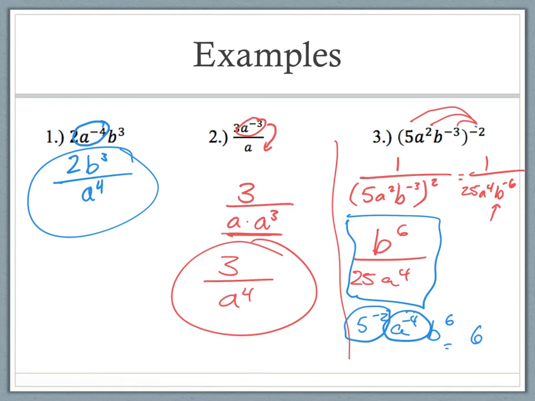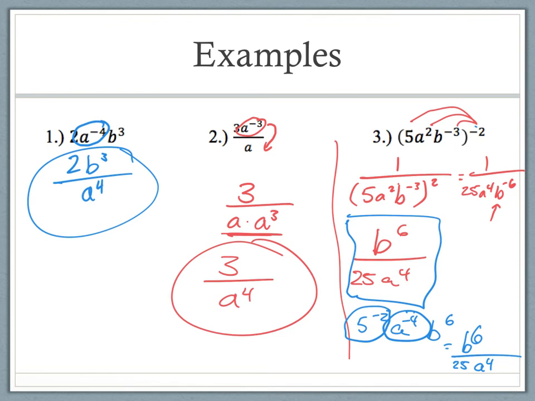It would be b to the 6th over 5 squared would be 25. And this would be a to the positive 4th. So we still get the same answer, just two different ways that you could technically go about these. And these ones, as long as you're using the properties correctly, there's sometimes a couple different ways that you could go about doing it.